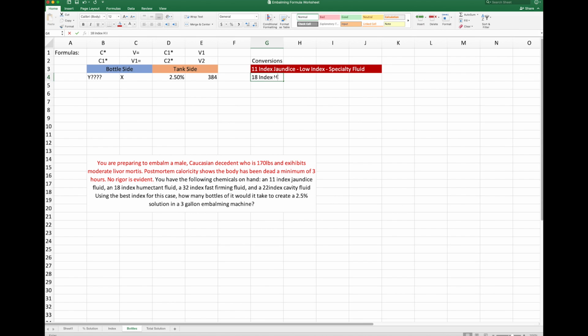18 index humectant. This is medium. This is pretty good. With what we're looking at here, we have a male Caucasian decedent, 170 pounds. Well, the weight doesn't really matter. Unless there's something more here, weight really isn't a matter for what type of fluid we're going to use. And 170 pounds, that's about average these days. Exhibits moderate livor mortis. Okay, so the body has had time, probably.